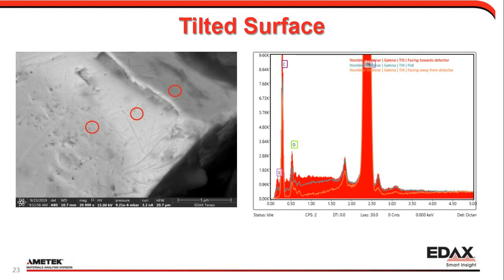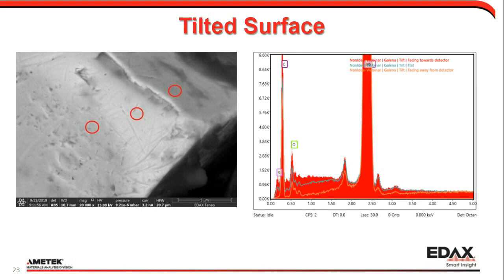We can see the red color is the spot from the surface that is tilted towards the detector. We see it has the highest carbon peak and the highest background in the low energy range. That's because the surface facing the detector has the highest takeoff angle. That means the shortest attenuation length, so there's less absorption of the lower energy X-rays.